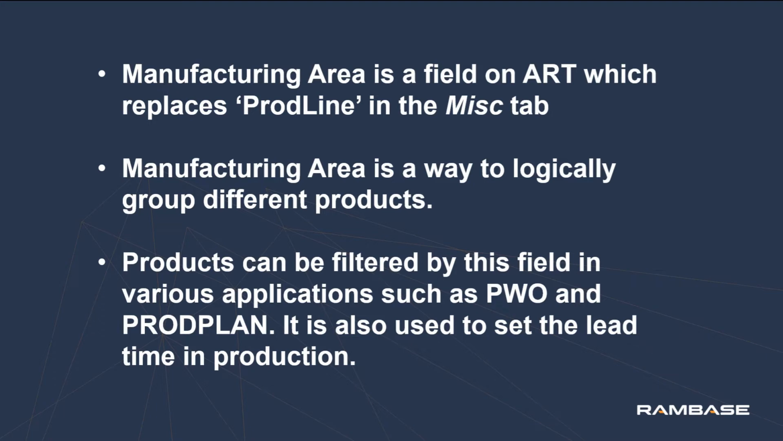Manufacturing area is a field on ART which replaces the Prodline field in the Miscellaneous tab. Manufacturing area is a way to logically group different products. It is not about a physical manufacturing area, but it is rather a logical way to group various articles together. Products can be filtered by this field in various applications, such as production work order and prod plan. It is also used to set the lead time in production.